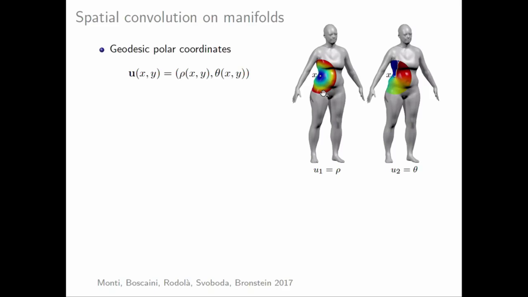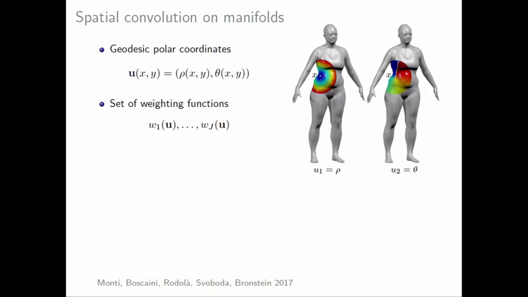This will be my radial coordinate. I can also measure the angle with respect to some orientation, to some chosen direction, and this will be my polar coordinate. So I will denote them by rho and theta. And we can define a set of weighting functions in this system of coordinates.